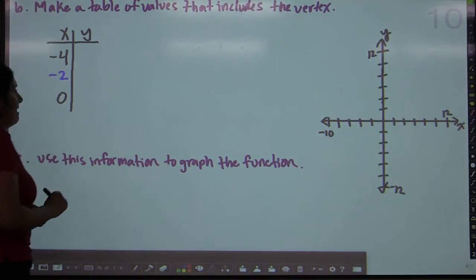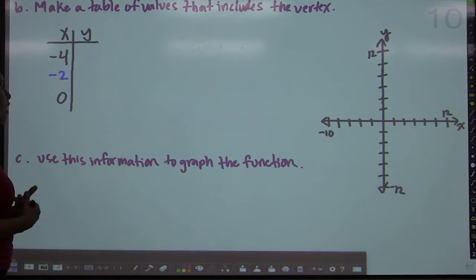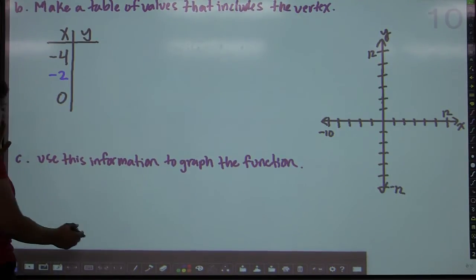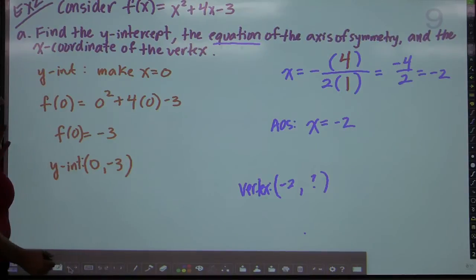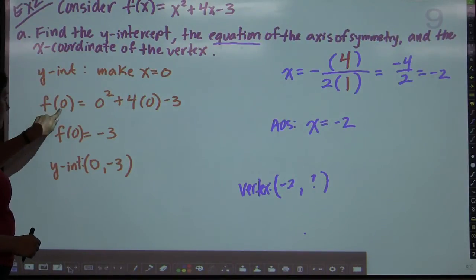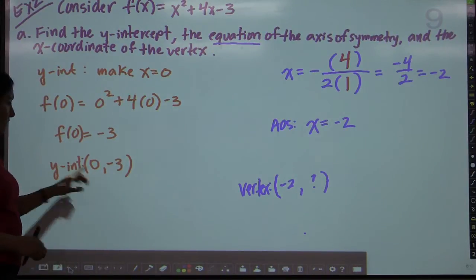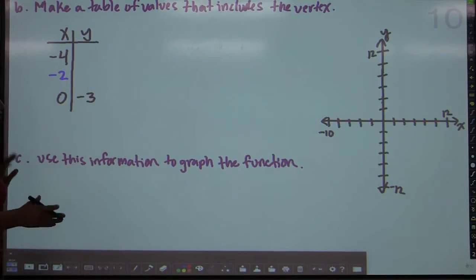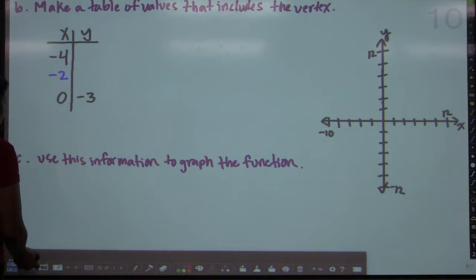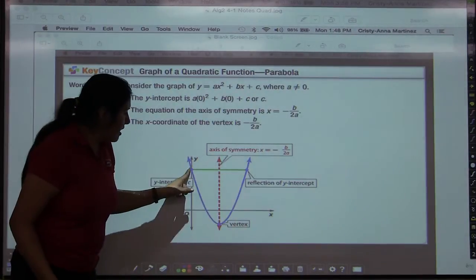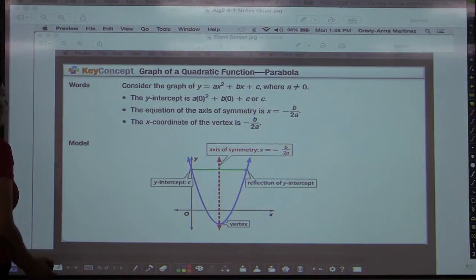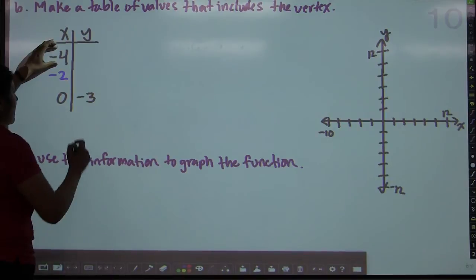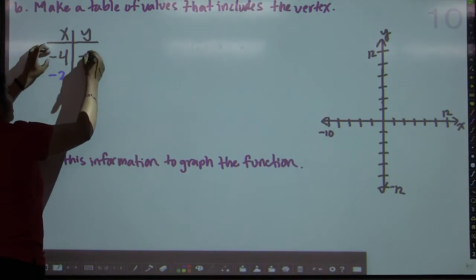on my graph. And then I'm going to use symmetry because I know that plugging 0 into the function is really simple. We already know from over here that the y-intercept was when x was 0. So I'm going to get (0, -3) as my value for here. And because they're symmetric, if this is -3, then this guy, which is equidistant from the vertex, will also be -3.